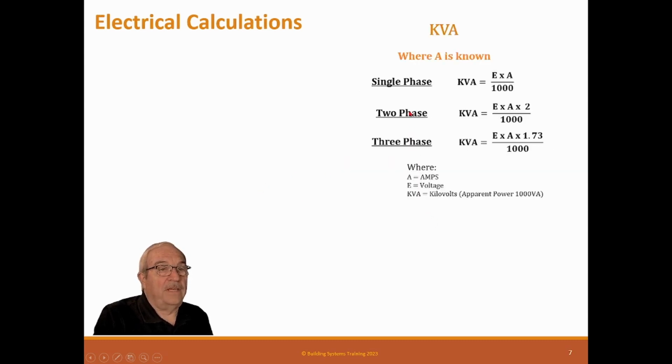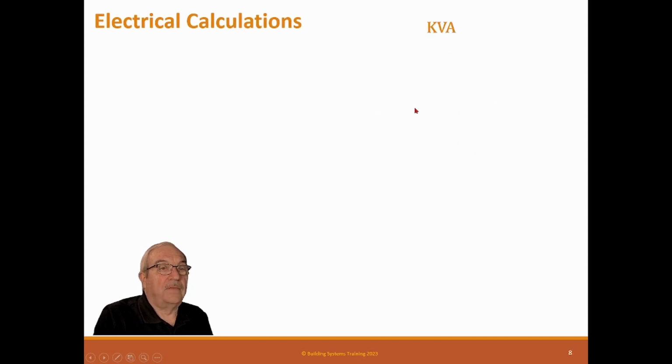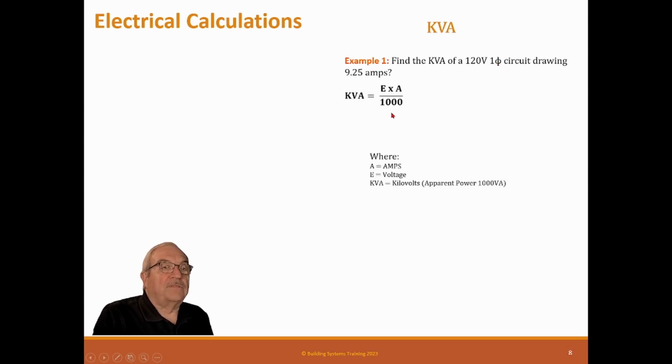Okay, kVA. This one you won't use very often, but single phase kVA is E times A over 1,000. Two phase is E times A times 2 over 1,000, and three phase is times 1.73 divided by 1,000. Find the kVA of a 120 volt single phase circuit drawing 9.25 amps. So it's pretty simple. The kVA is 120 times 9.25 amps over 1,000, which is 1.11 kVA.